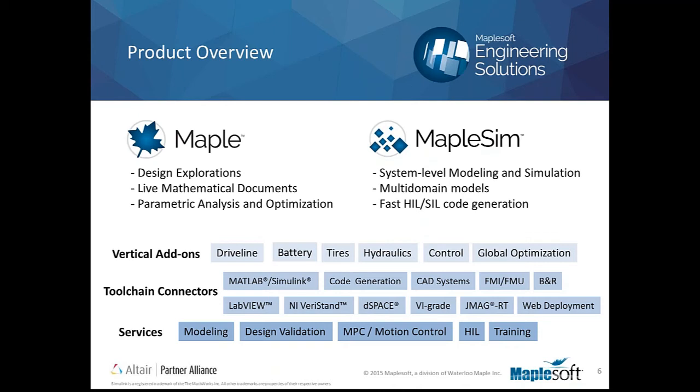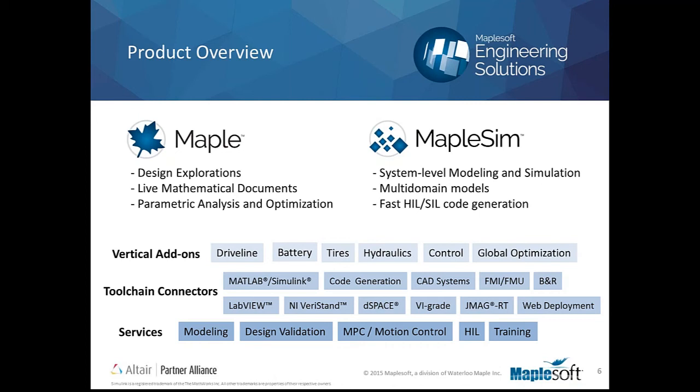MapleSim is the system-level modeling and simulation environment, a physical simulation environment that allows you to drag and drop blocks that represent physical subsystems and connect them together in multiple domains. And from that model, after you have done your simulation, you can create code for hardware-in-the-loop or software-in-the-loop applications.